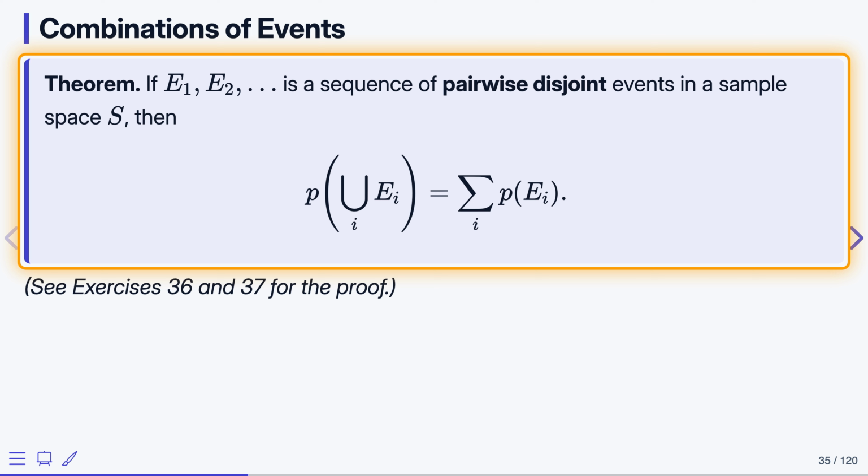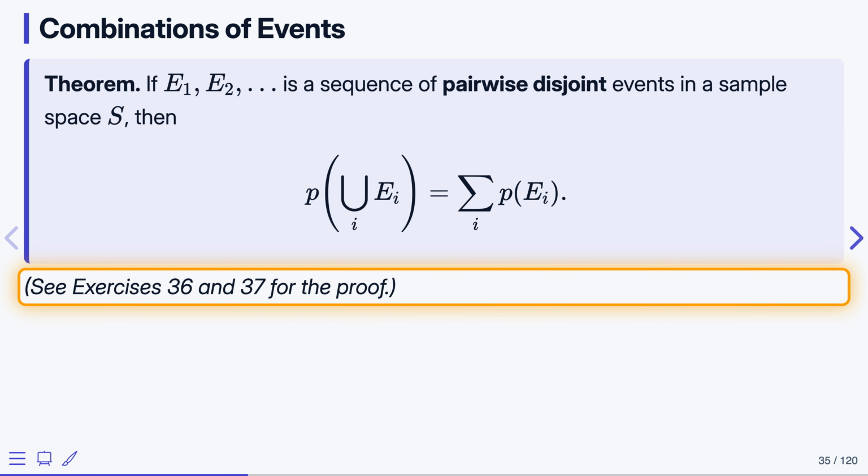This theorem is about many events that do not overlap. Pairwise disjoint means no 2 of them share an outcome. When the events do not overlap, the probability of their union is just the sum of their probabilities. There is nothing to subtract because there is no double counting. The proof is left as an exercise.